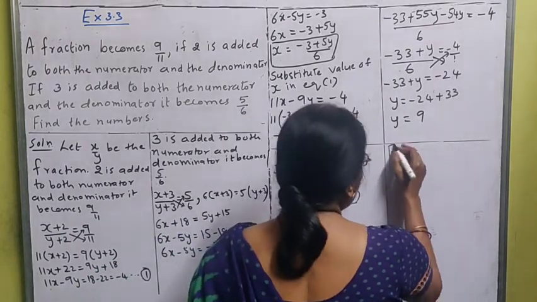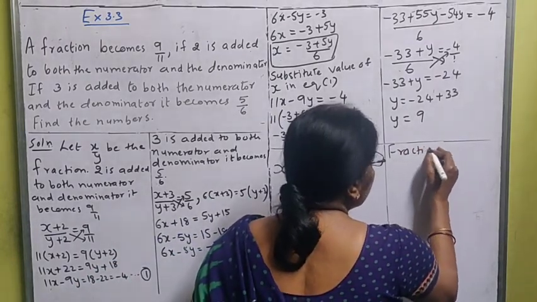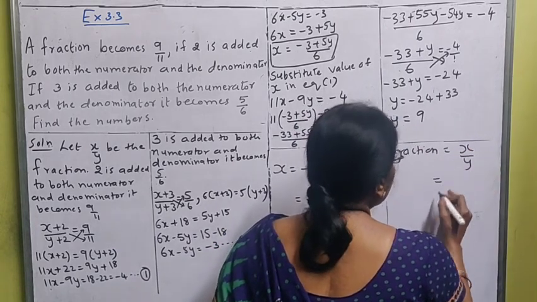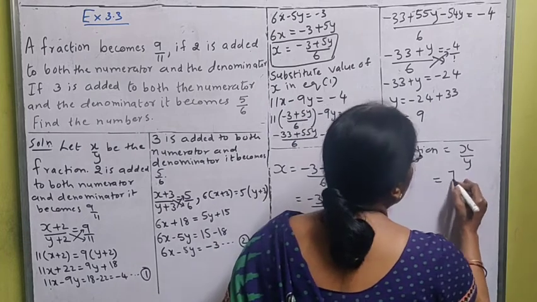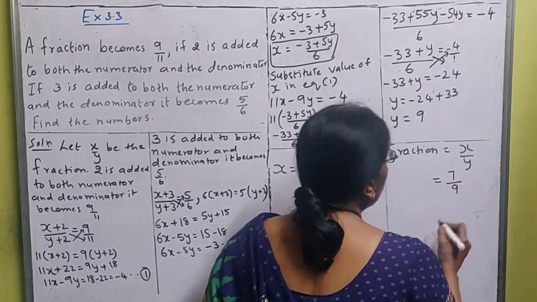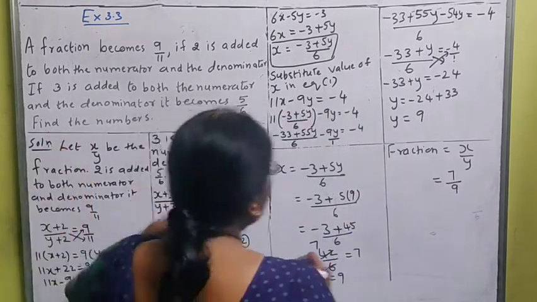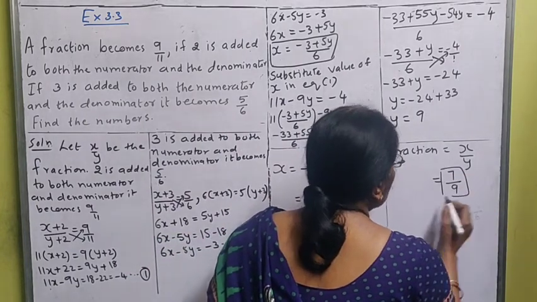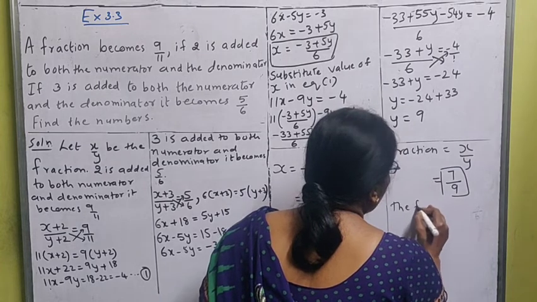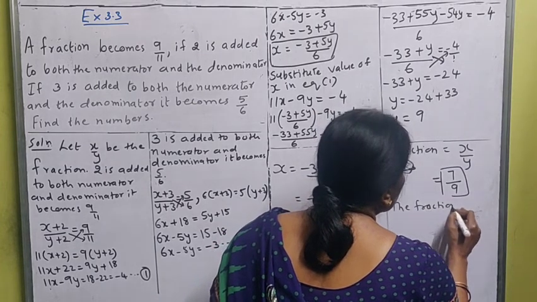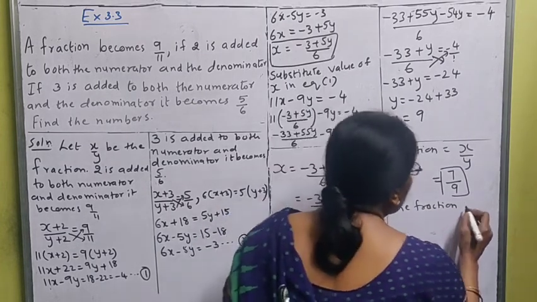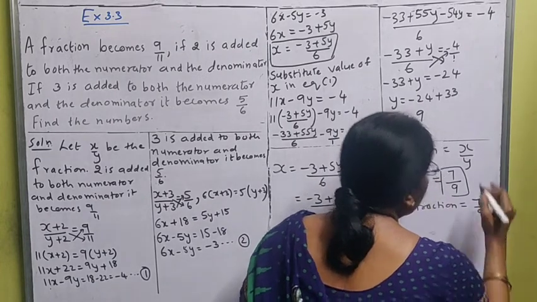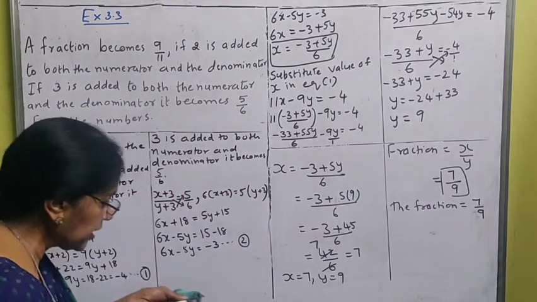What is your fraction? So fraction is equal to x by y. What is the x value? The x value is 7. What is the y value? 9. So 7 by 9. So you will write it down: the fraction is equal to 7 by 9. So he has told us to find out what the fraction is.